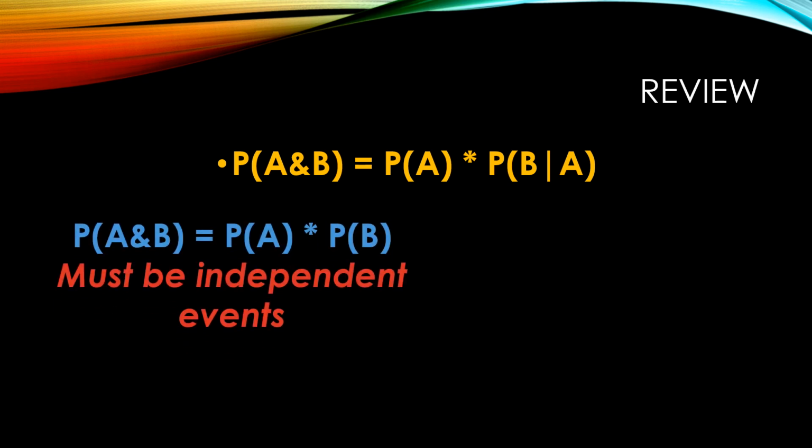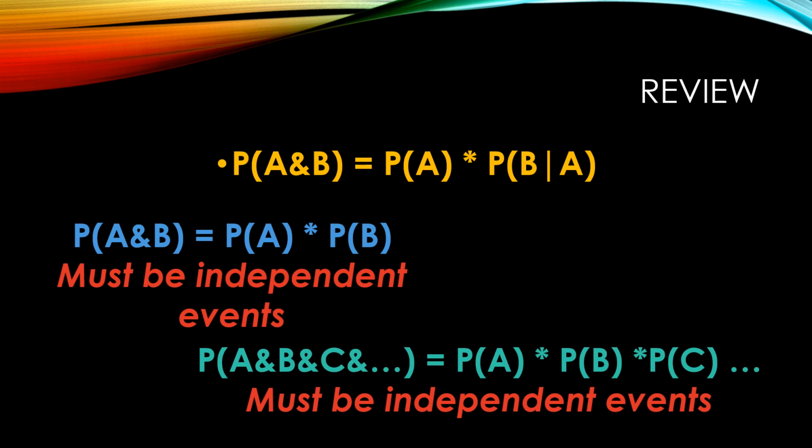Next, we covered the multiplication rule, and this is when we want the probability of things happening at the same time, but they're independent events, meaning that they don't influence each other. We take the probability of A and multiply it by the probability of B. And the last formula we covered is just an expansion. And this says that if we have multiple events and they're all independent of each other, to find the probability of that event, we multiply the probability of each event.